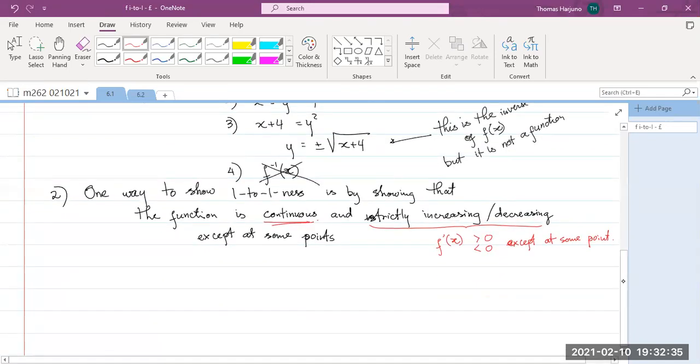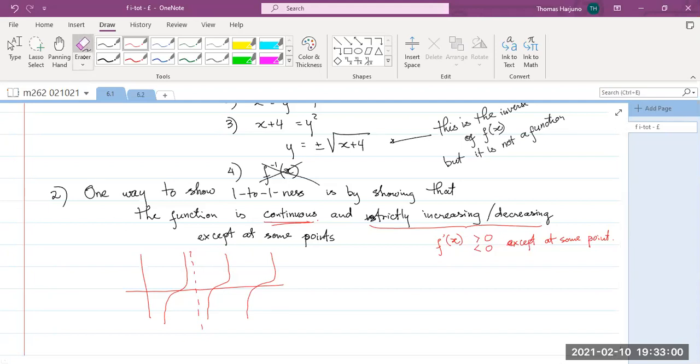One very classic example of a function that is strictly increasing but not one-to-one is the tangent function. Tangent is strictly increasing, but it's not one-to-one because it's discontinuous at some points. So the continuity has to be maintained.